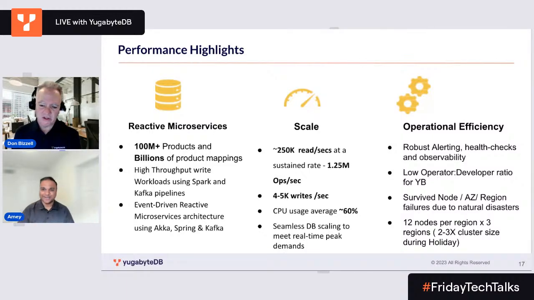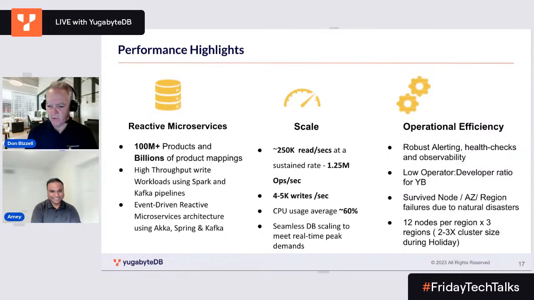Just one last minute thing: this is a very efficient system. They're doing this with just 12 nodes in each region. Now they've added several read replicas in each region as well. But this kind of performance from 12 nodes in each region is just phenomenal. So it really makes it low cost of ownership as well.